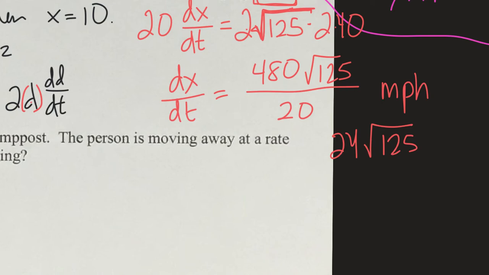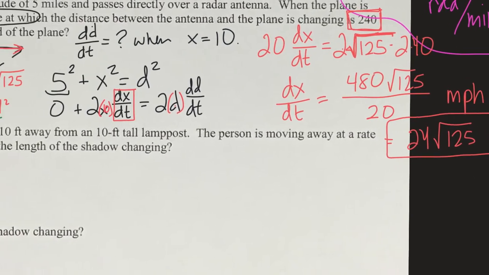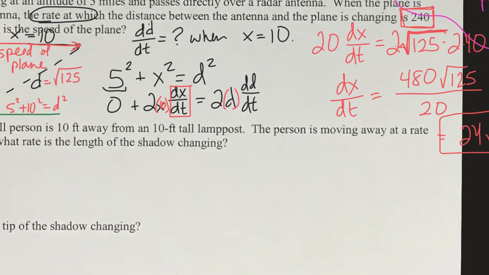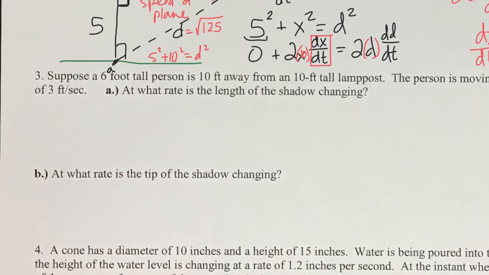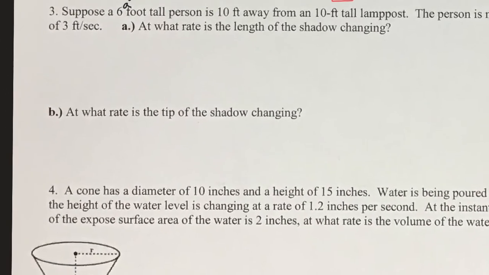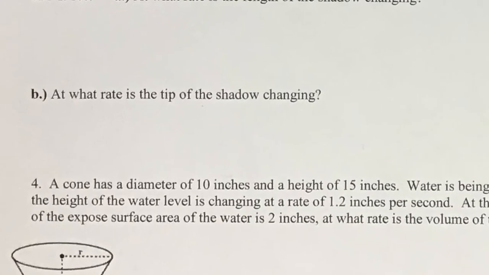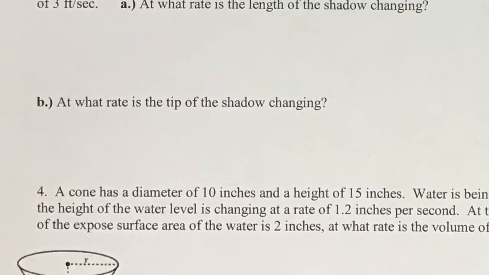I'm sure we can go further, but I really don't want to today. So that is a nice one. 24 roots of 125 is the rate at which the distance from the plane to the antenna is changing when x equals 10. Okay, so these next couple of problems really need you to remember your geometry from your sophomore year. So let's see how we do.